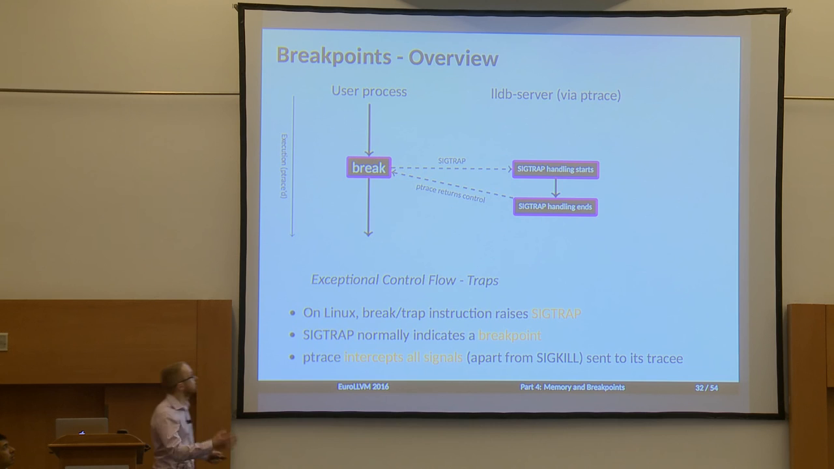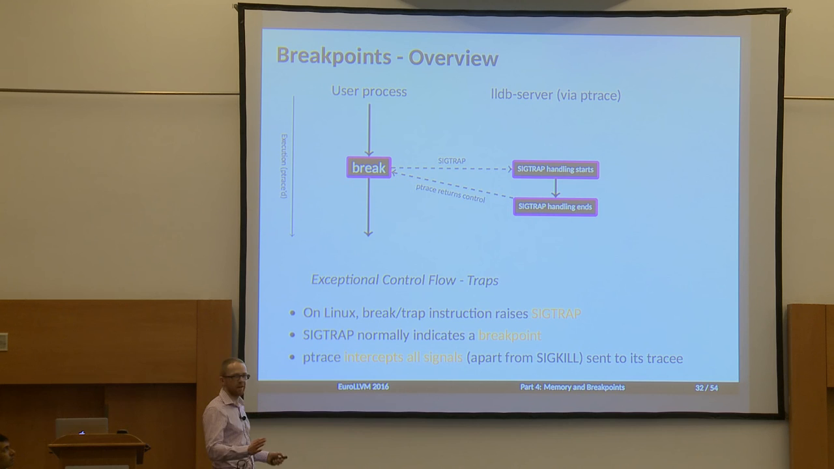And you want to have a breakpoint at some location in your executable, which corresponds to the debugger injecting a break instruction or trap instruction or whatever your architecture supports, but it's roughly the same thing. You inject this break instruction and then let the inferior execute. Once the execution hits the break instruction, at least on Linux, that's going to trigger SIGTRAP, which LLDB server will most likely interpret as a breakpoint. And say, hey, hooray, I got a breakpoint.